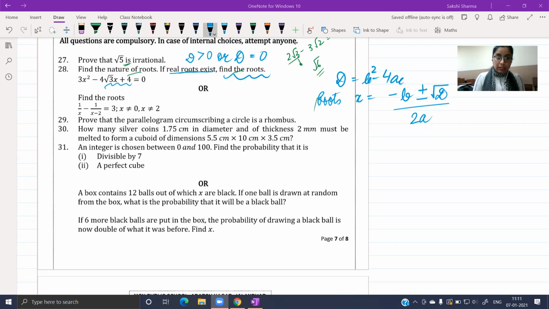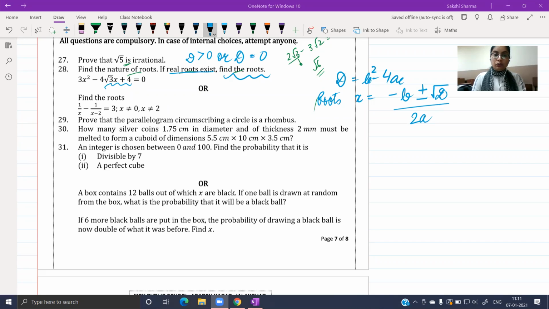This is again a question from the exercise. You have to take the LCM, cross multiply, and then factorize. The factorization again can be done with the help of quadratic formula or the traditional method by splitting the middle term, whichever is fine. And then you find out the roots.